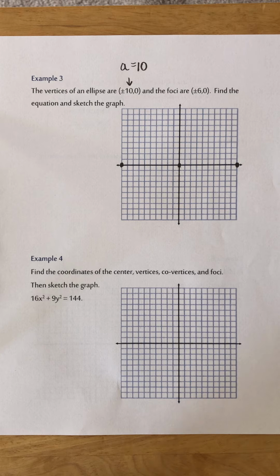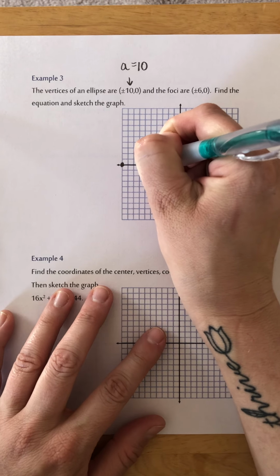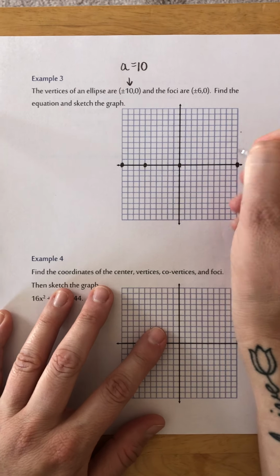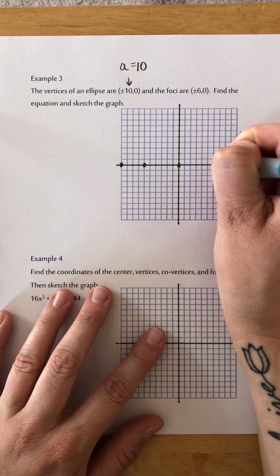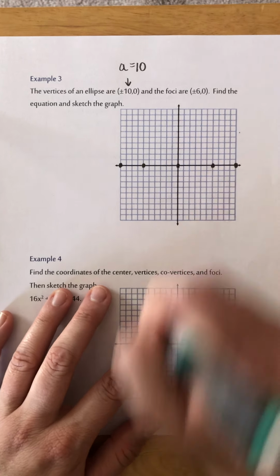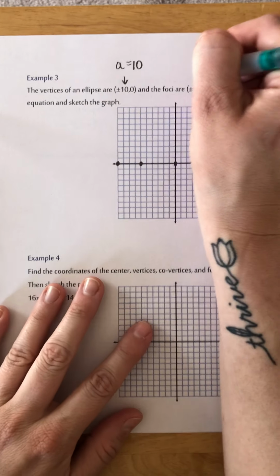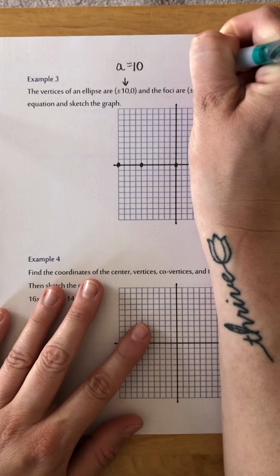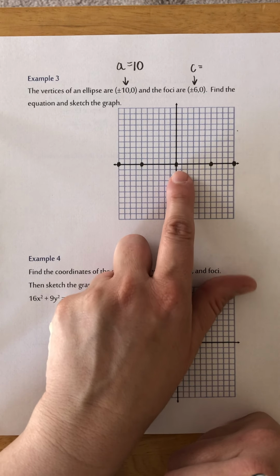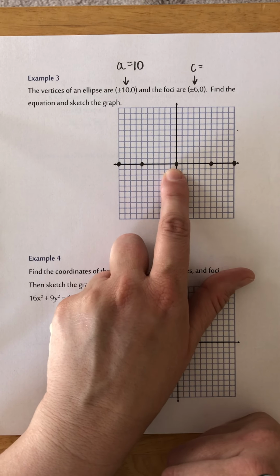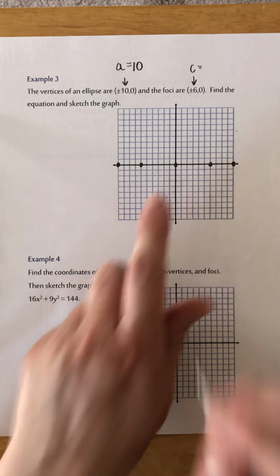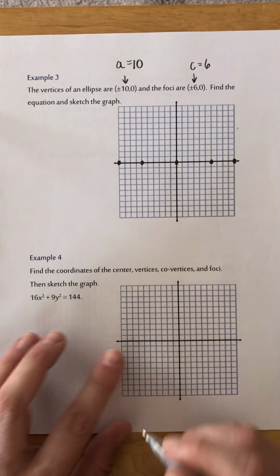Now the foci are plus or minus 6, 0, so it went this way and this way. Remember, the foci are always on the same axis as the vertices, which so far is looking pretty good. The foci also give us our value for c. Because c represents the distance between the center and the focus, and it's 6 spaces away, c is 6.